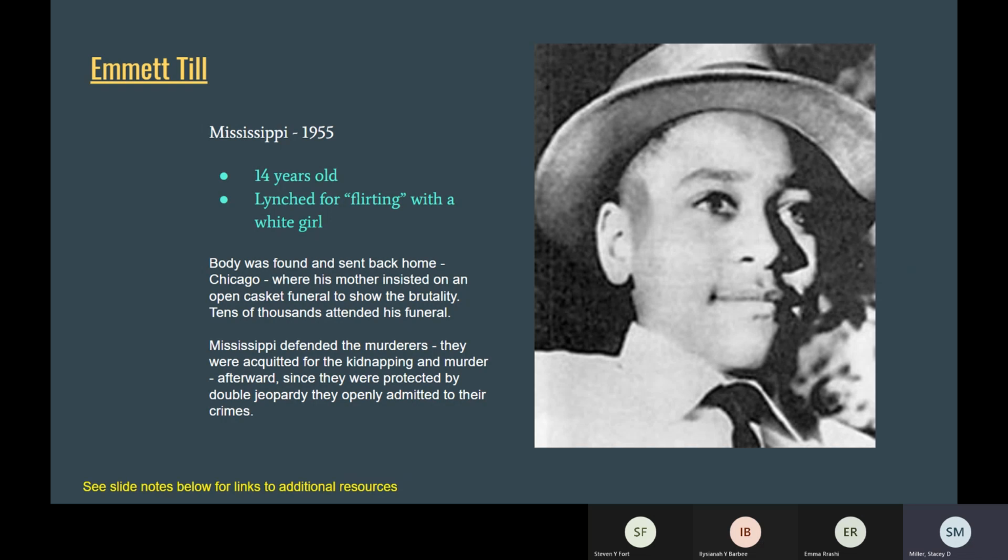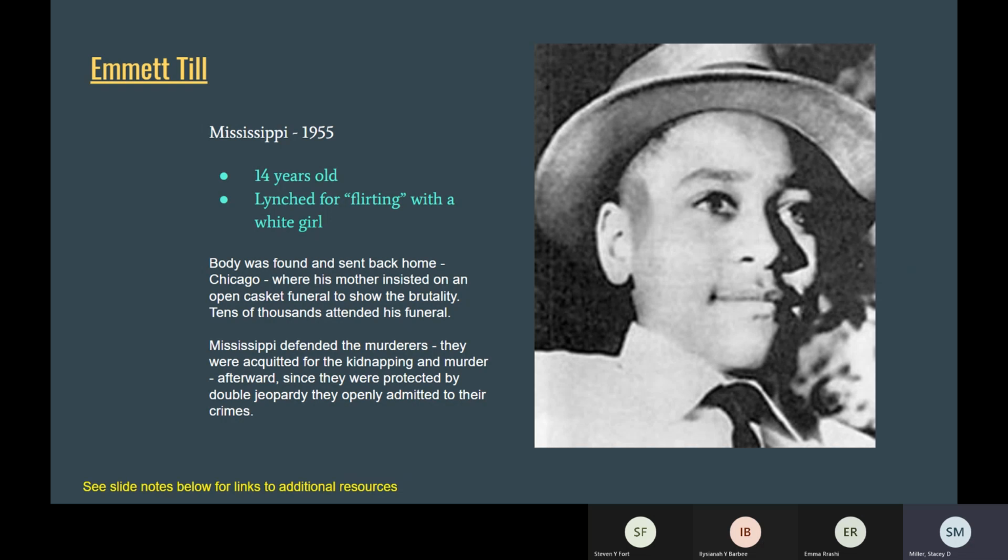Emmett's body was sent back home to Chicago, where, as you'll see in a moment, it's really important what his mom does here. And I can't even imagine the ability of her to think through this and be as strong-willed and strong with this entire situation as she was, especially given the image that I will show you guys of Emmett Till's body. Emmett Till was sent back home to Chicago. His mother held an open casket funeral.